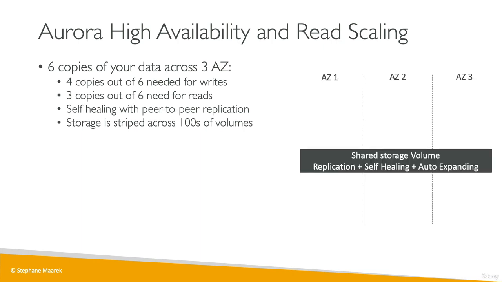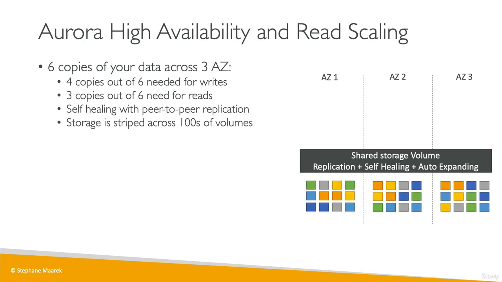So if you look at it from a diagram perspective, you have 3 AZ and you have a shared storage volume, but it's a logical volume. And it has replication, self-healing, and auto-expanding, which is a lot of features. So if you were to write some data, maybe blue data, you'll see 6 copies of it in 3 different AZ. Then if you write some orange data, again, 6 copies of it in different AZ. And then as you write more and more data, it's basically going to go, again, 6 copies of it in 3 different AZ. The cool thing is that it goes on different volumes and it's striped and it works really, really well.